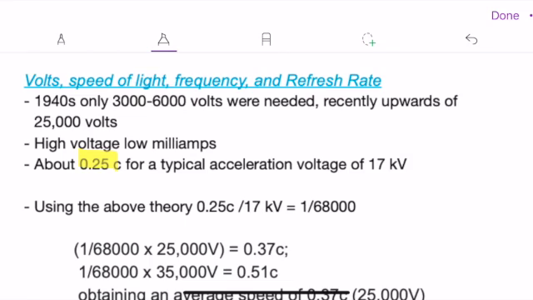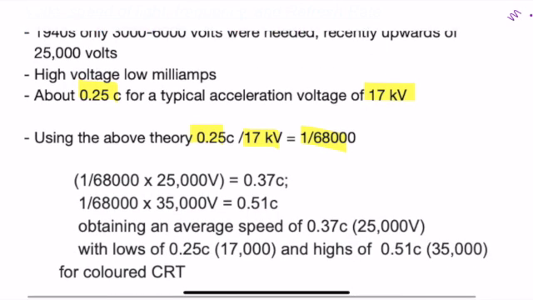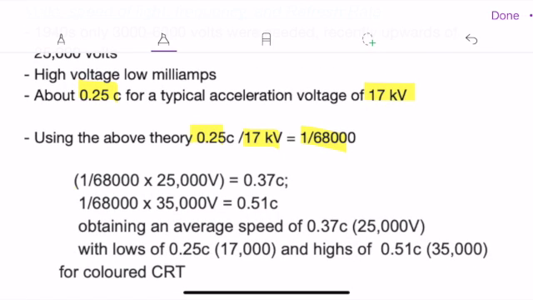I would like to stress that the electrons being emitted by the electron gun are at crazy speeds. As I mentioned before, approximately 1/10 the speed of light. In my opinion, absolutely crazy. There's a theory that 0.25 lowercase c is the typical acceleration for approximately 17,000 volts, and lowercase c stands for the speed of light in a vacuum tube. In other words, perfect for a cathode ray tube as there's a vacuum tube. So using that theory, dividing 0.25 by 17,000 gives us approximately 1 over 68,000.